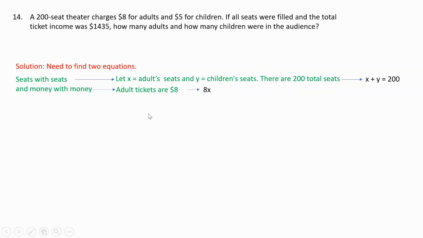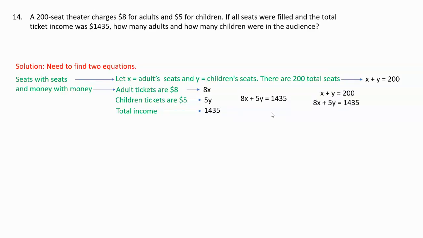In a similar fashion, the children's tickets are represented by y, so it's going to give us 5y. And then what was the total income, or the total revenue? It was 1,435. So 1,435 goes there. So my second equation will be 8x plus 5y equals 1,435. So we found both equations. Now we can solve it by using the elimination method.